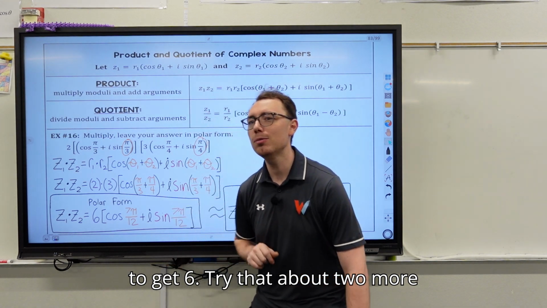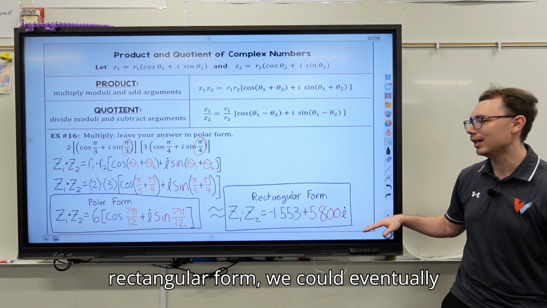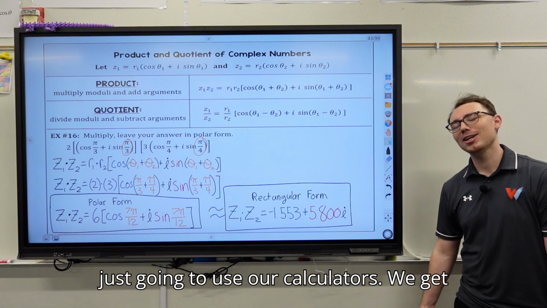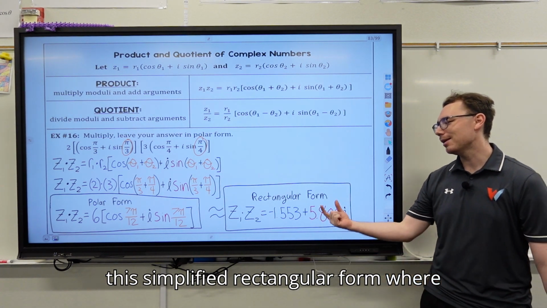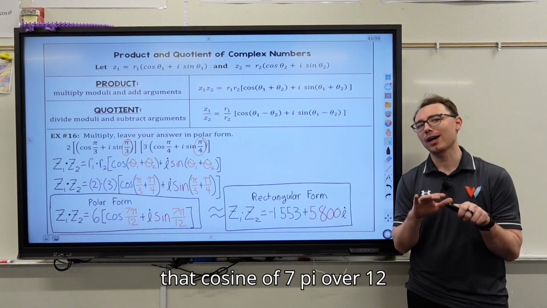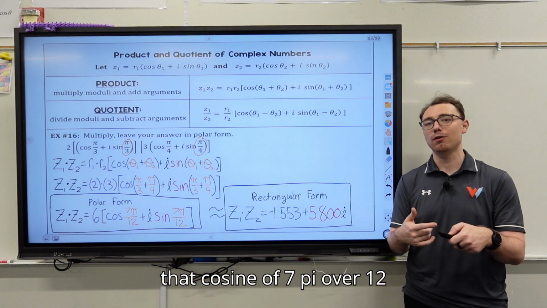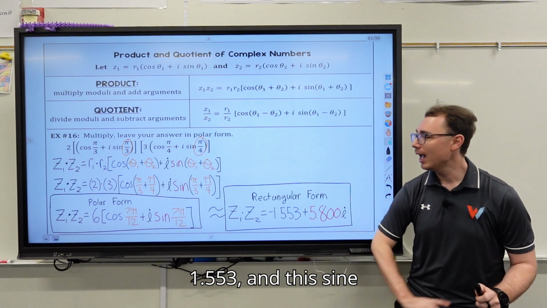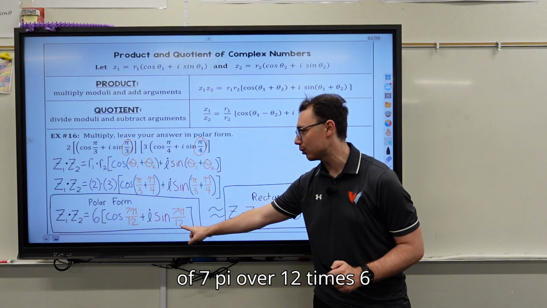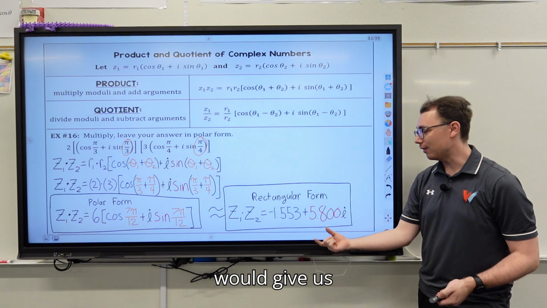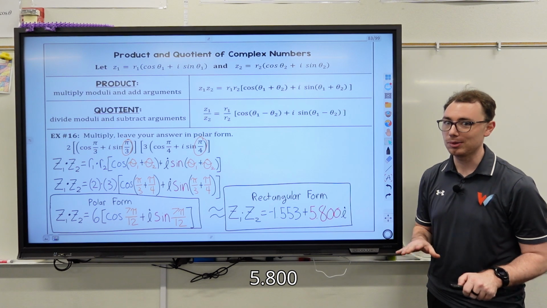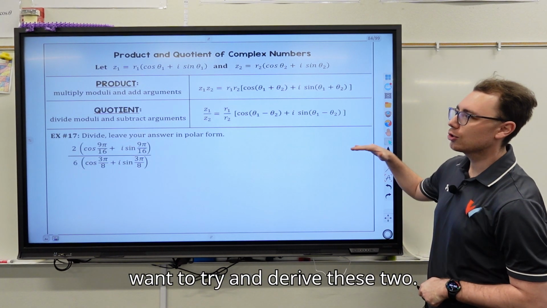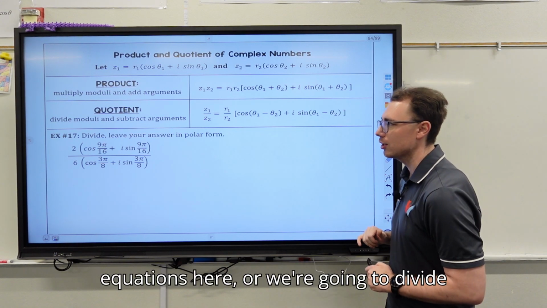Try that about 2 more times here. Notice that for our rectangular form, we could eventually solve it out, but I don't want to. We're just going to use our calculators. We get this simplified rectangular form where that cosine of 7 pi over 12 times 6 would give us negative 1.553, and this sine of 7 pi over 12 times 6 would give us 5.800 times i.